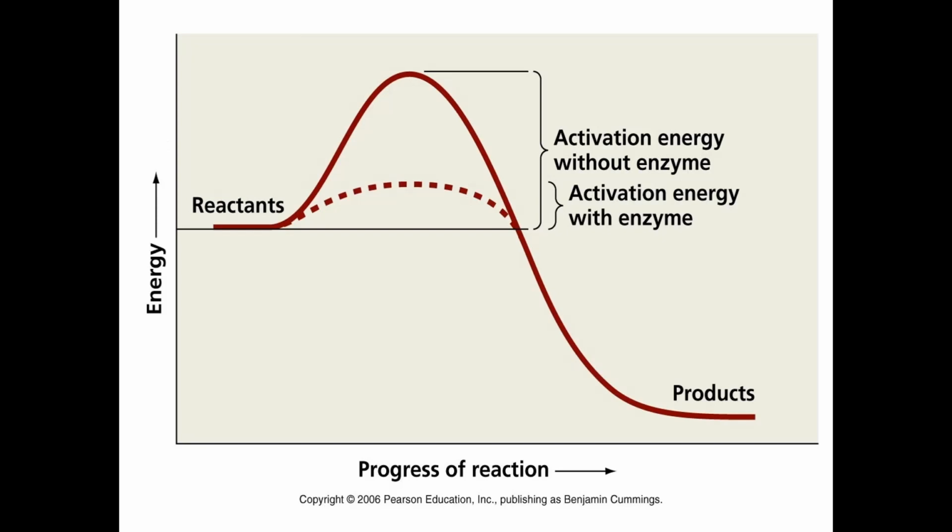For this diagram, we can see that the reactants always start at the first starting point like that. Then it rises, showing activation energy without enzyme and activation energy with enzyme. After that, it slopes down to form the product. So it speeds up and then eventually slows down.